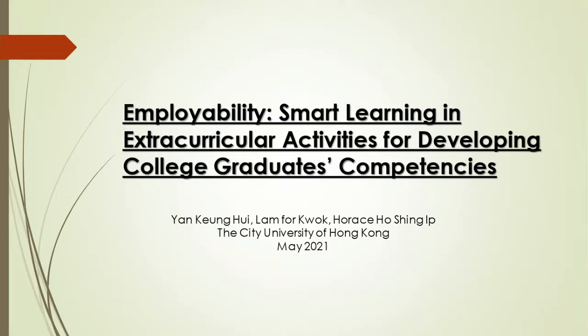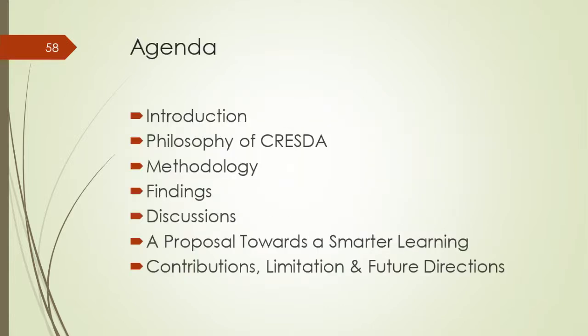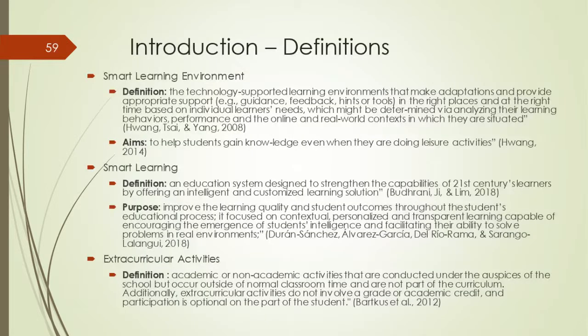Welcome everyone. So this section is about the employability, which is related to the smart learning in extracurricular activities for developing college graduates' competence. So let's look at some definitions. For smart learning environment, one of the key important roles is to provide appropriate support such as feedback and hints to students to help them achieve their student learning outcome.